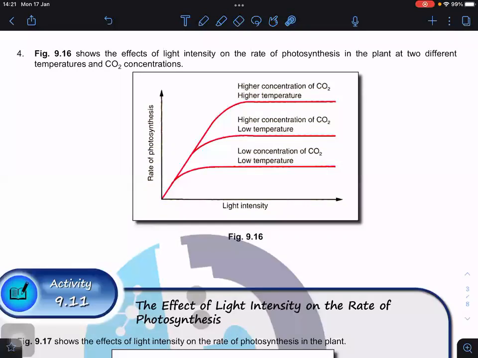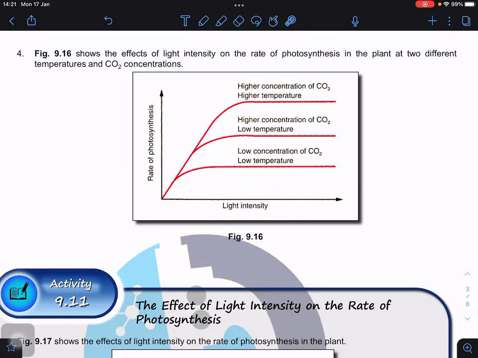So how do we interpret this diagram? First, I start with light intensity, because my independent variable is the light intensity. Always remember, if my independent variable is light intensity, it means the other factors I have to keep constant. They are controlled variables.